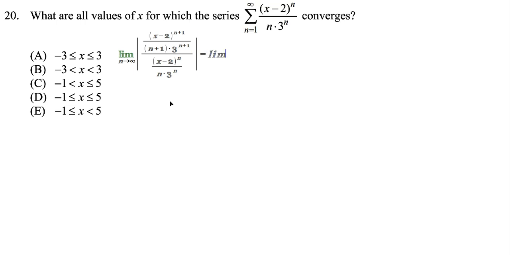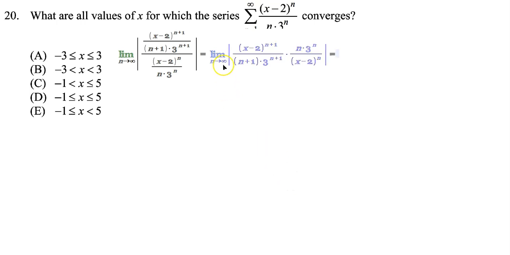Then you need to keep change flip on this. So the limit as n goes to positive infinity. In other words, you're going to take the top expression completely unchanged, (x minus 2) to the n plus 1 over n plus 1 times 3 to the n plus 1. And you're going to multiply by the flipped version of the bottom expression, which would be n times 3 raised to the n over (x minus 2) raised to the n.